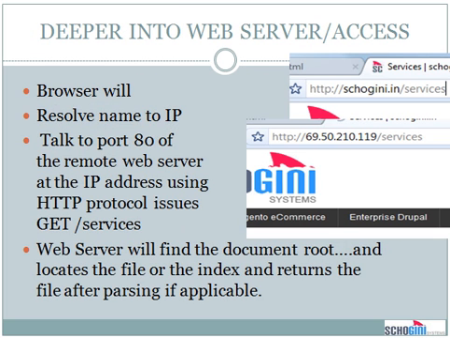Looking deeper into web server access, if you are browsing, say, Schogini.in/services, the browser will resolve the name to its IP and talk to port 80 of the remote web server, and the remote web server in turn will look for a folder called the document root pre-assigned for this domain name, and look for a file called services, or look for a folder called services and an index file within the folder if it's not a file name.